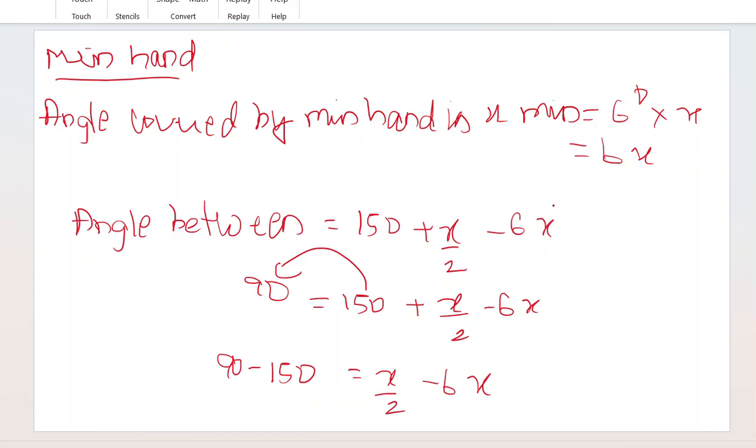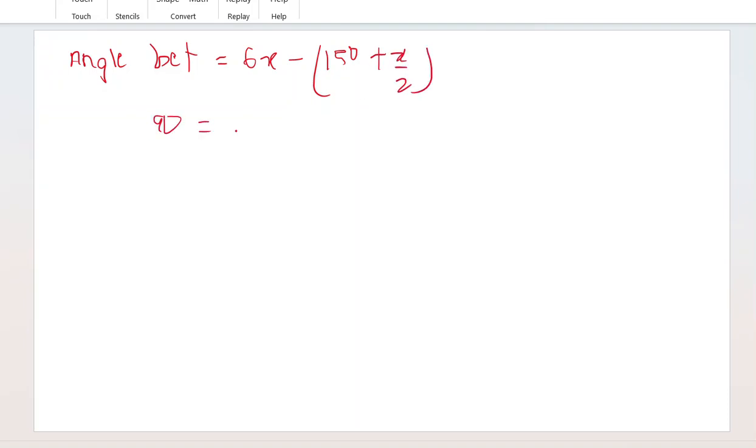We will change the way we subtract. In short, we will bring 6x in front and 150 plus x by 2 behind. This will give us the second answer. So again, we take the angle between. This will be equal to 6x minus, in bracket, 150 plus x by 2. Again, as expected, the angle between will be 90.